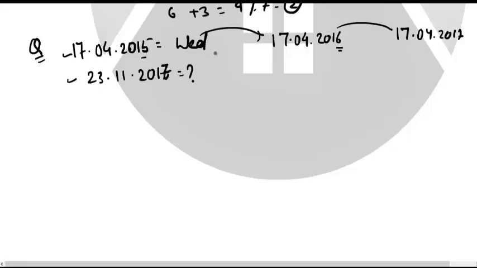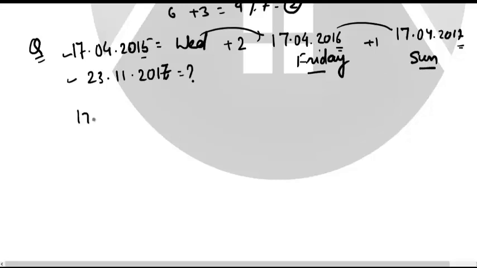So instead of Wednesday, it will advance by 2 days. Wednesday, Thursday, and then this one will be Friday, right? And when I'm crossing February of 2017, it is not a leap year, so I'll just advance by 1 day here. Here I'm advancing by 2 days. So this one will become Friday, Saturday, and then it will become Sunday, right?